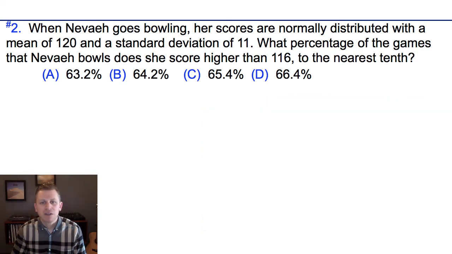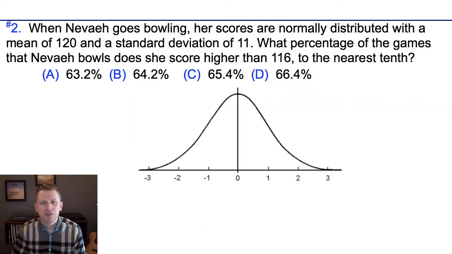Well, first thing I want to do is sketch this blank normal distribution curve. Of course, below 0 is where we're going to place the mean. The mean here is 120. Then we use the standard deviation of 11 to fill in a little bit more of this curve. 11 more than 120 is 131. 11 less than 120 would be 109.